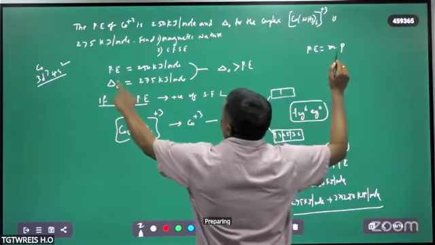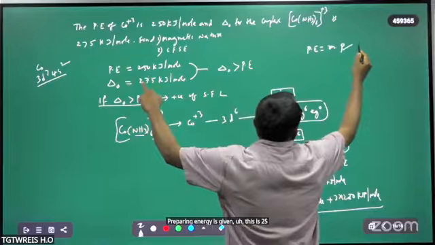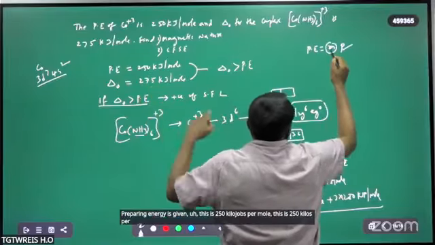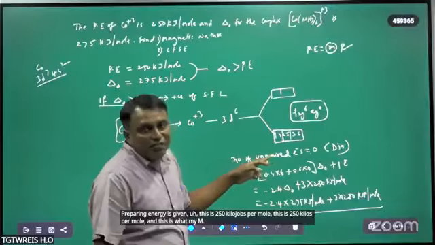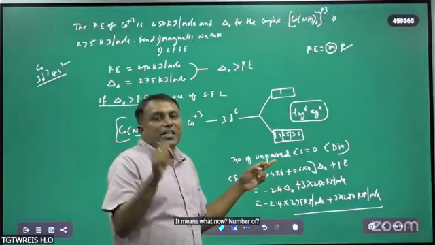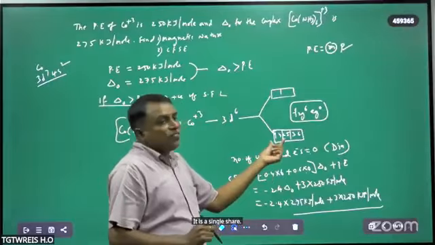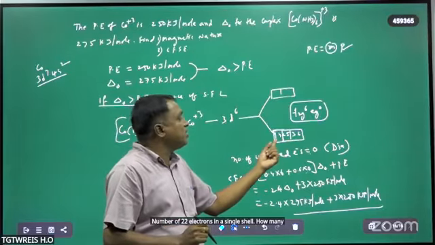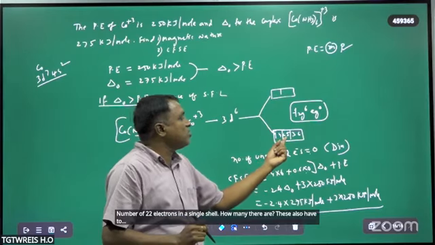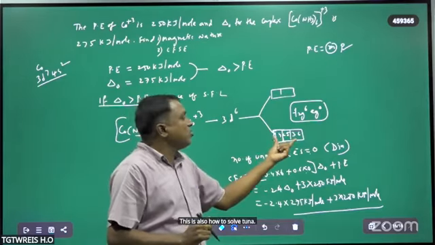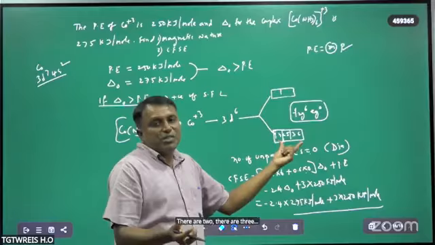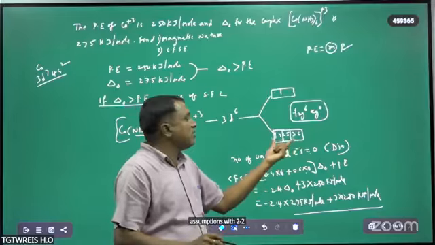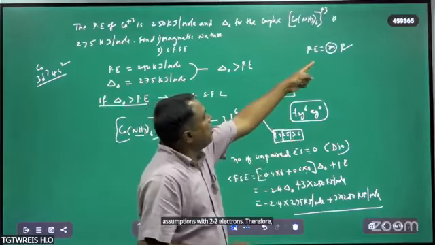The pairing energy P is given, this is 250 kilojoules per mole. And what is m? m is the number of paired electrons in a single subshell. How many are there? This has 2, this also has 2, this also has 2. There are 3 subshells with 2 electrons. Therefore m is equal to 3.